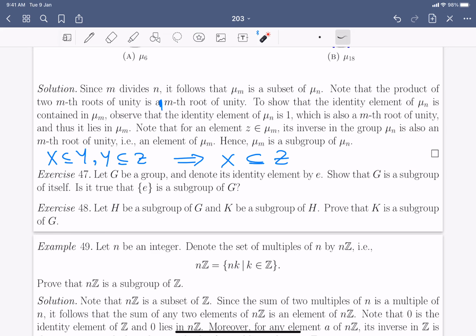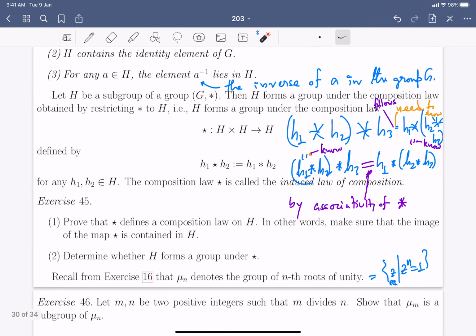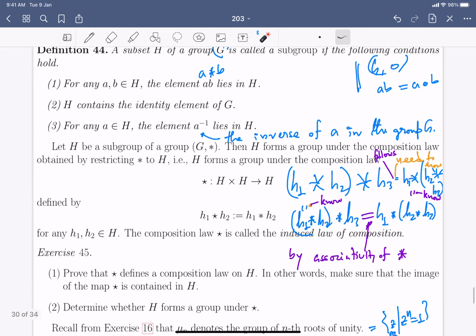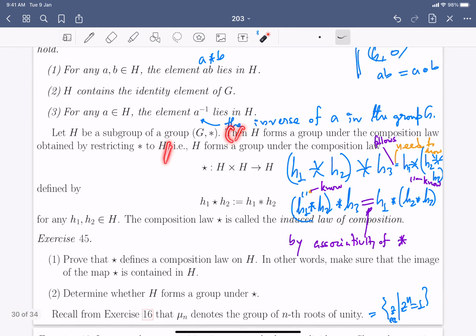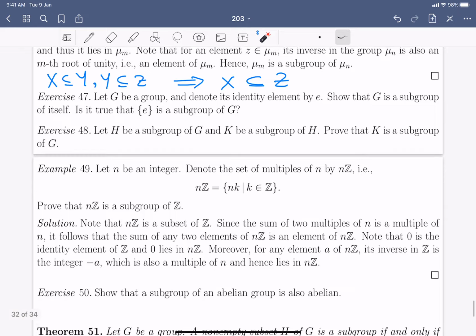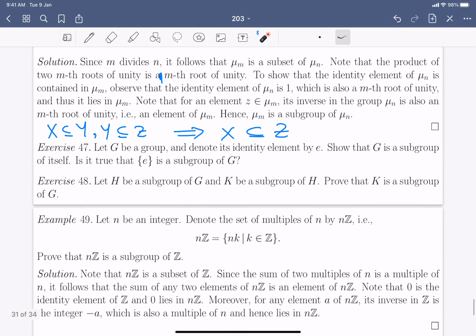Okay, and anyway, this exercise says that if you have a subgroup H of a group G, then by the previous exercise, and by this remark, H is a group under the restricted or induced composition law. So since H forms a group under the induced composition law, we can talk about subgroups of H. That certainly makes sense. That's the first thing to note.